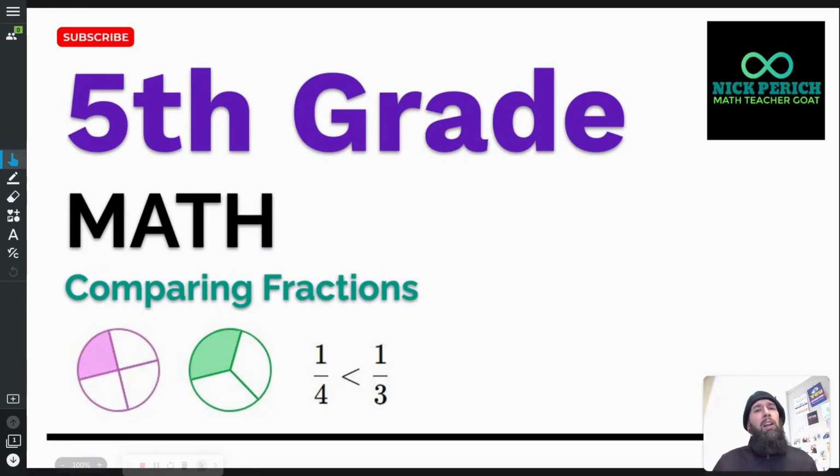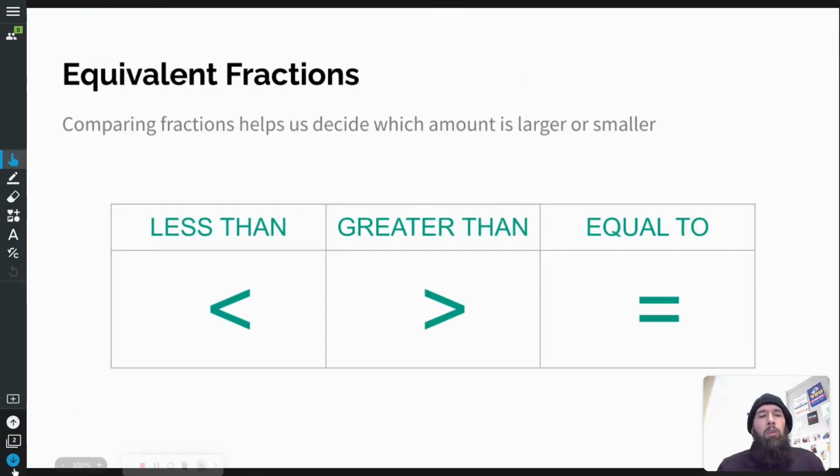It's faster. I'm going to do a bunch of problems. I'm going to ask you to pause the video and do a bunch of problems. Let's get right into it. Comparing fractions helps us decide which amount is larger or smaller.